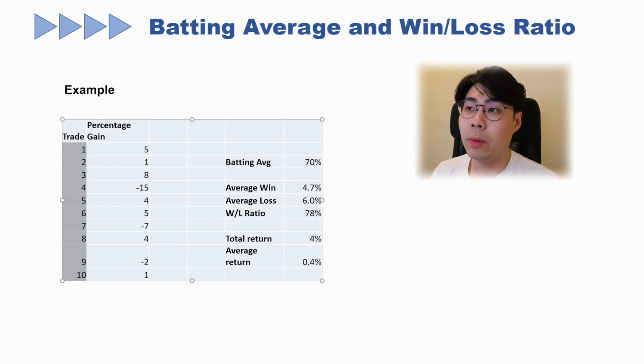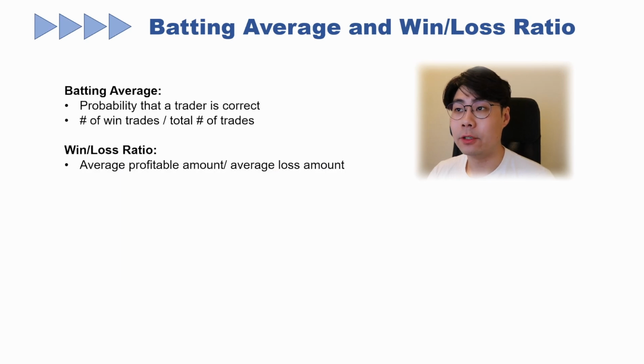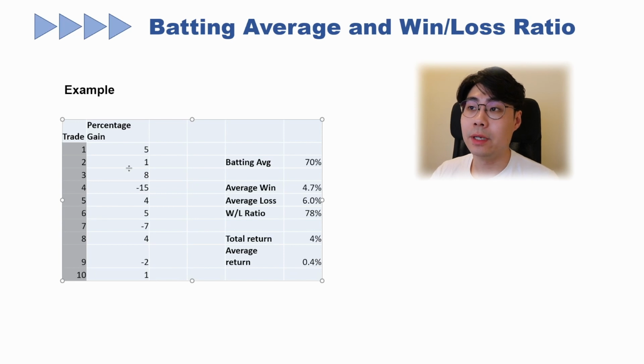This trader, how much of a percentage gain did he get, right? So for example, for trade number 1, he gained 5%, trade number 2, he gained 1%, while for trade 4, he actually lost 15%. So let's first talk about batting average. We know that it's calculated as number of wins over the total number of trades that he has. And we know that the total number of trades is 10, right? Because in this case, he has 10 trades.